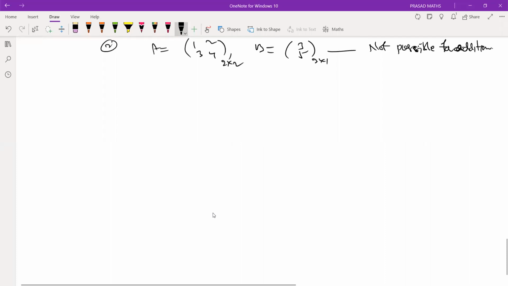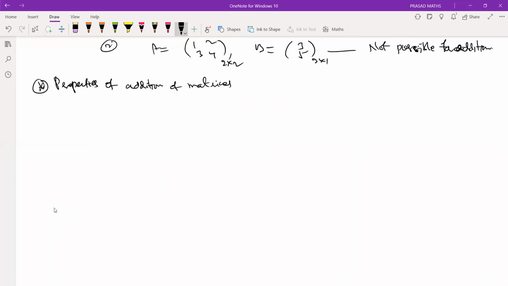So addition is possible only for matrices which are of the same order. Next is properties of addition of matrices. These are useful to define a vector space.